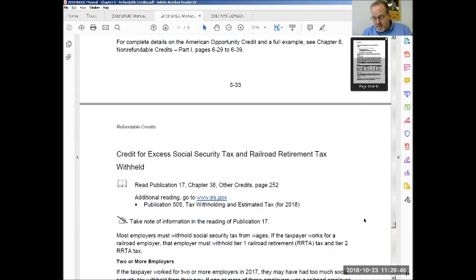Because if you notice on the syllabus, non-refundable credits, we spend two classes on. So these refundable ones are pretty limited, but we do them first because we stress it, because the earned income credit and that additional child tax credit on most W-2 returns is in play if the income's lower. That's why we stress it, okay?